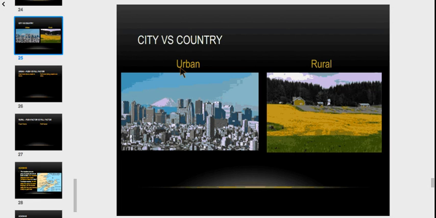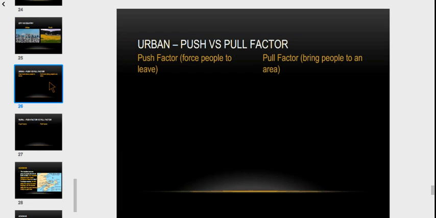Urban. Urban is city. Rural. Rural is farm or country. Really simple. Gonna keep it really simple today, guys. Urban. Push and pull factors.